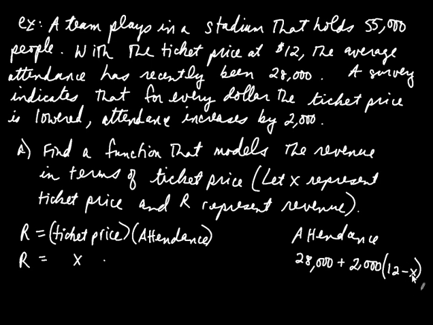So this part right here gives you your extra attendance over the 28,000 due to dropping your ticket price. Okay, so the attendance is going to be this whole expression. It's going to be 28,000 plus 2,000 times 12 minus x.